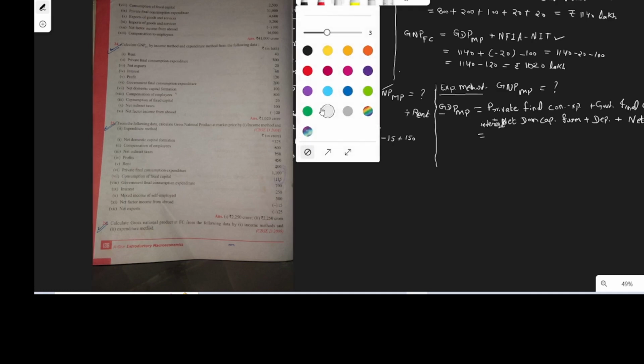We are given private final consumption expenditure as 1100. Government final consumption expenditure as 700. Net domestic capital formation 375. Depreciation 115. Net export minus 25. Okay.